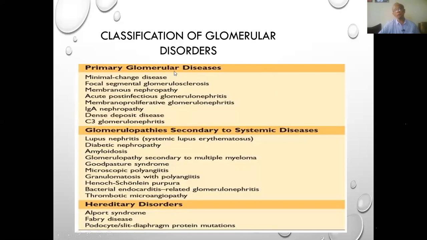So in the primary glomerular disease, you will get minimal change disease, focal segmental glomerulosclerosis, membranous nephropathy, acute post-infectious glomerulonephritis, membranoproliferative glomerulonephritis, IgA nephropathy, dense deposit disease, and C3 glomerulonephritis. These are the primary. And you know, in minimal change disease and membranous nephropathy, they usually present with nephrotic syndrome. But in acute post-infectious glomerulonephritis, they present with acute nephritis.